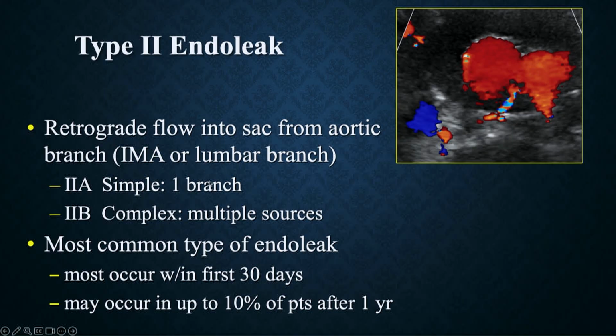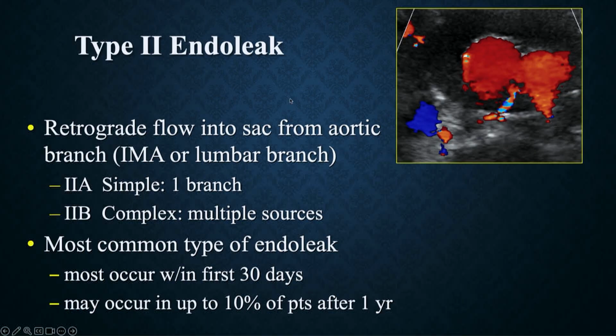Here's a type 2 endoleak. We see here blood flow is coming into the sac from a lumbar artery coming in posteriorly. We can follow that in. That is one of the advantages of ultrasound. You really can see the leaks very well. CT will identify a leak, but it won't tell you the origin of the leak in most cases. So that's one of the advantages of doing this.